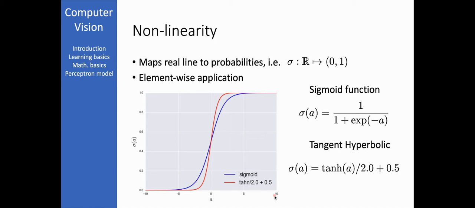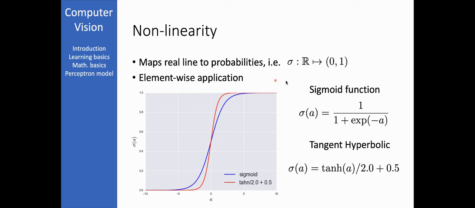The nonlinearity, on the other hand, as we've said, in these cases maps the real line from negative infinity to positive infinity to probabilities, to something between 0 and 1. We've already seen the sigmoid function right here. It basically takes the activation and gives 1 over 1 plus exponential of the negative activation. The sigmoid function is shown with the blue curve here. But you can also think about other nonlinearities, for example, the hyperbolic tangent function, which is given like this and which serves a similar purpose. The function itself is slightly different. It has a different profile, but it also maps negative infinity to positive infinity to a bounded range.